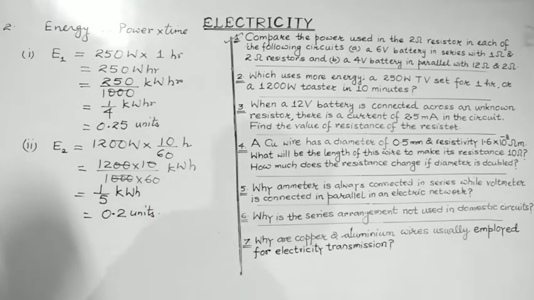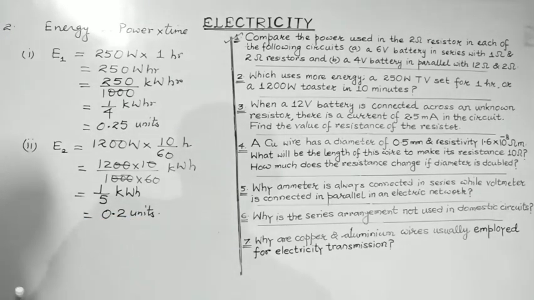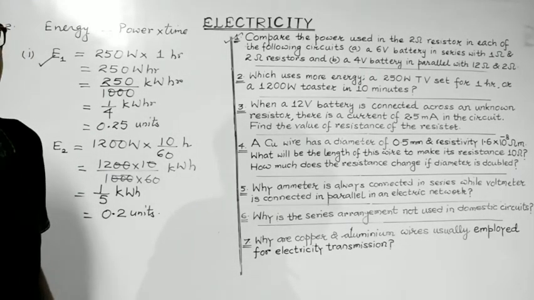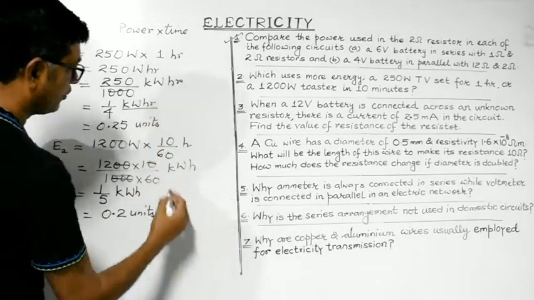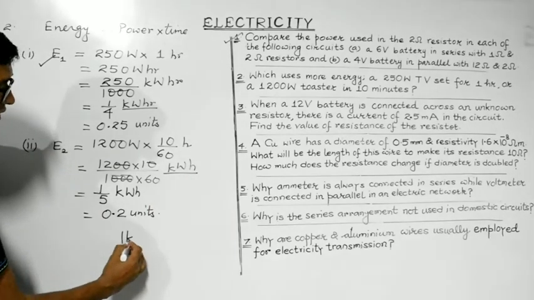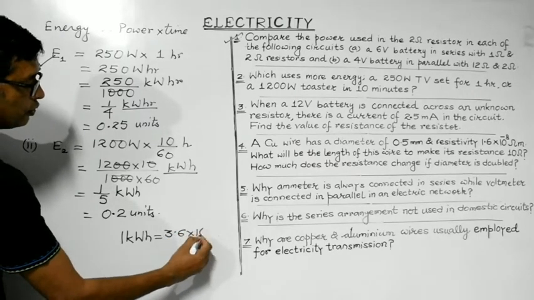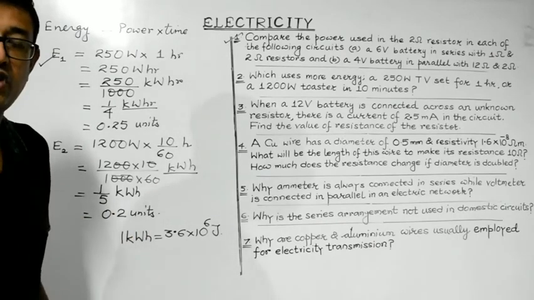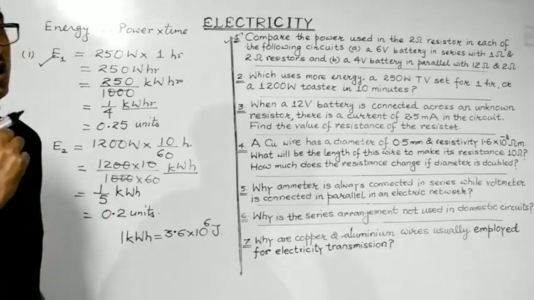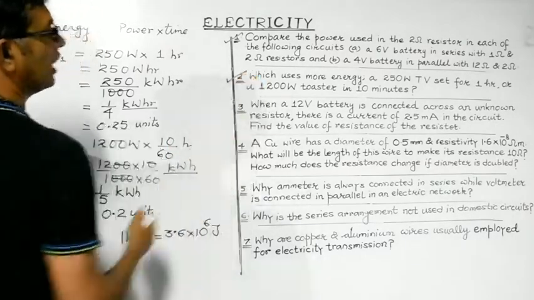So obviously, the toaster when used for 10 minutes uses 0.2 units of electrical energy. So definitely, the television when used for 1 hour will consume more electrical energy. Right students? And again I must mention, kilowatt hour is the commercial unit of electrical energy. And we have discussed earlier, 1 kilowatt hour is equal to 3.6 into 10⁶ joule. So this is the relationship between the commercial unit of electrical energy and the SI unit of energy. Right students? Okay, so we are done with question number 2 as well.